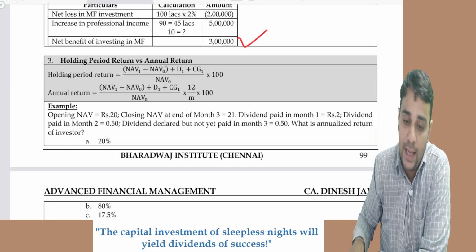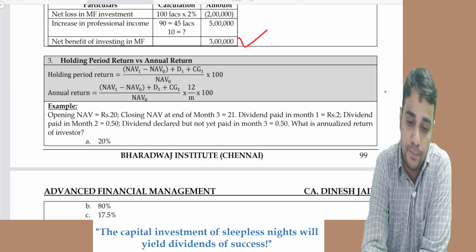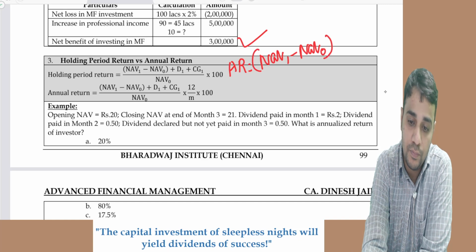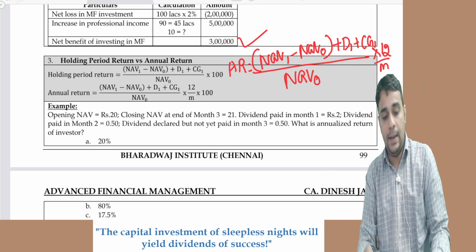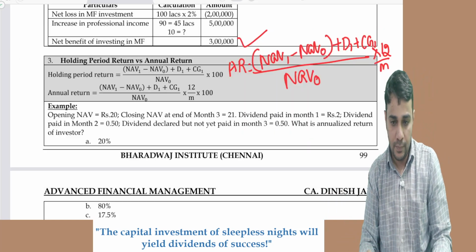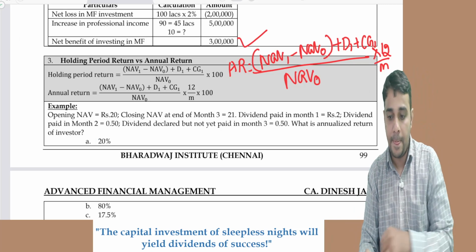What is the annualized return? Annualized return is equal to NAV1 minus NAV0 plus D1 plus CG1, whole divided by NAV0 into 12 by m.